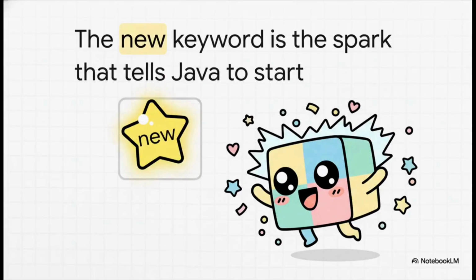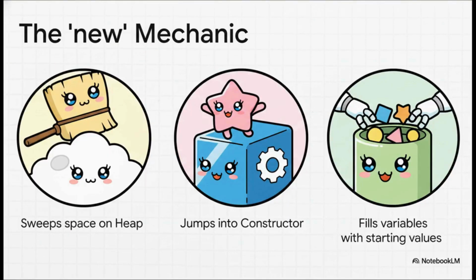In Java, that object is only truly born when you invoke the new keyword. This right here is the execution mechanic. It's the spark. It's the exact moment that tells Java to stop waiting and start building. It magically turns an empty reference into a fully fledged living entity in your program. Let's look at this active assembly line in motion. The exact millisecond new is executed, Java springs into action.